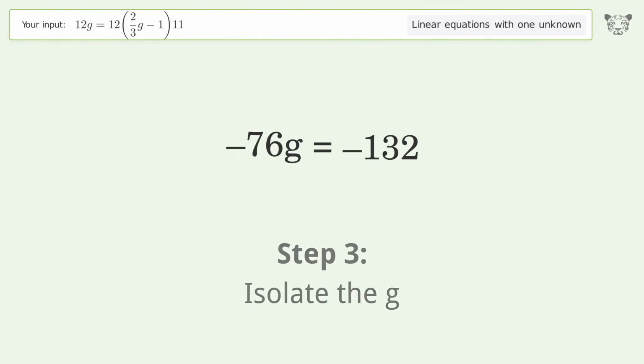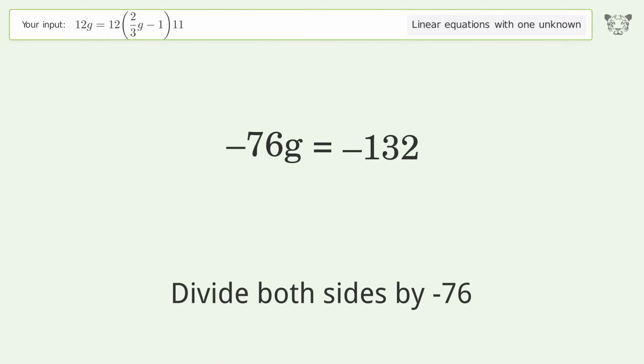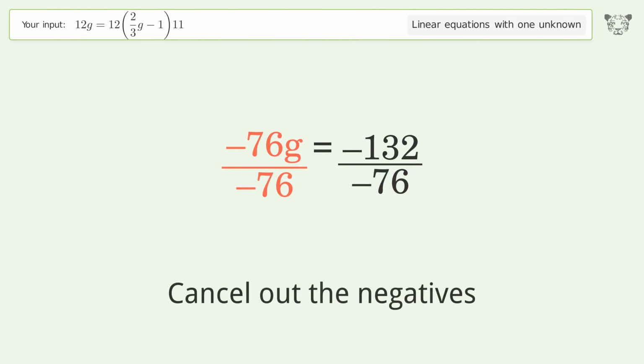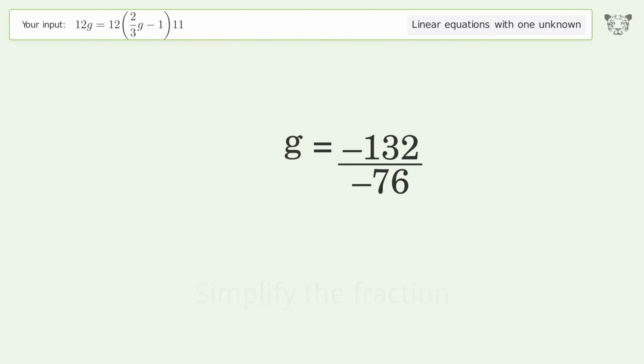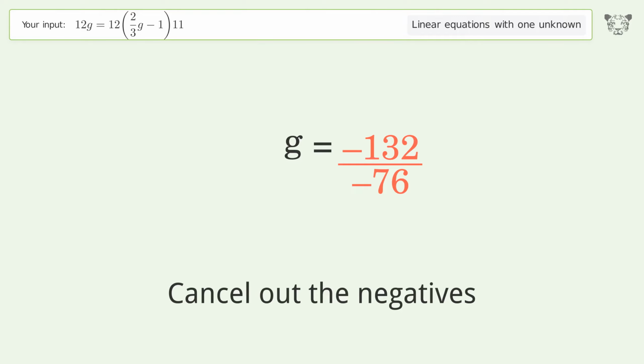Isolate the g. Divide both sides by -76. Cancel out the negatives. Simplify the fraction. Cancel out the negatives.